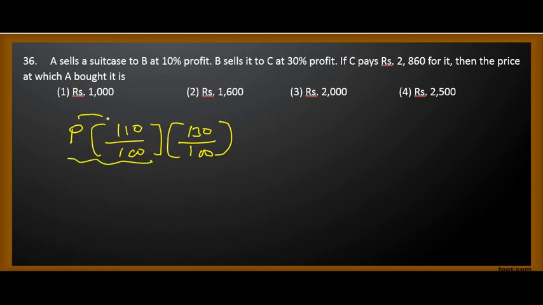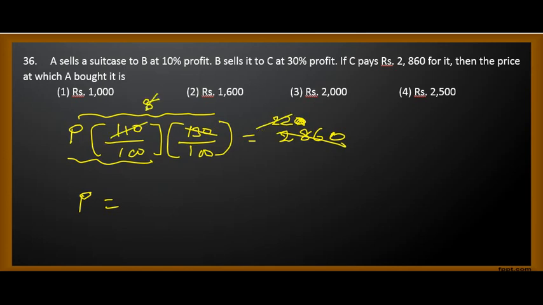This total is the cost price of C. Now C pays how much? 2860. We have to find the value of P. So P is equivalent to, we can simplify here only. 130 ones, 130 20s, 22s. Okay, now 22 ones, 22 5s, 5 ones, 5 20s. So on simplification, P will get 2000. So the answer is option 3.